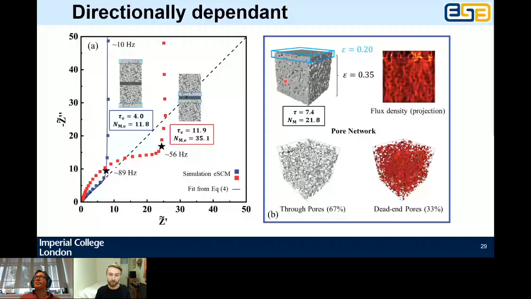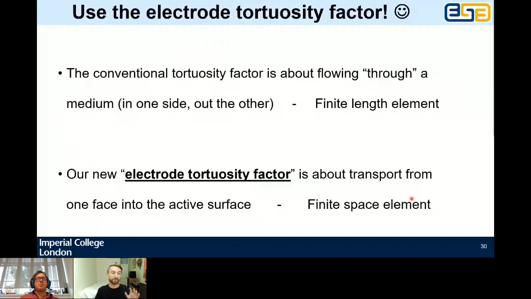And just to reinforce that point, no conventional battery models have the ability to capture this in the standard 35 parameter set of the Doyle-Fuller-Newman paradigm. So the conventional tortuosity factor is about flowing through a medium, in one side, out the other. It's a finite length type concept, okay?